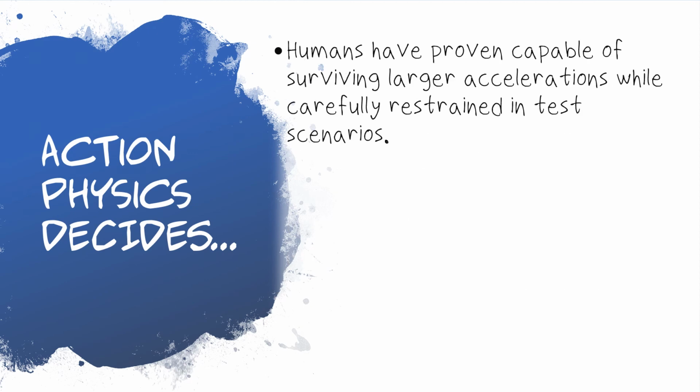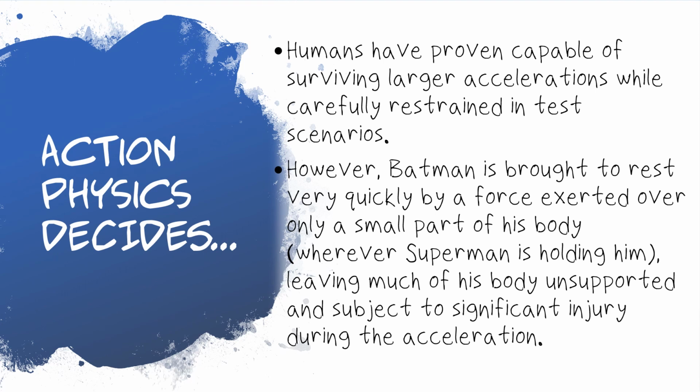So courtesy of those videos of the Air Force testing, we can see that humans have proven capable of surviving even larger accelerations. But that's when they were restrained carefully in sort of ideal test scenarios. Batman, on the other hand, is brought to rest very quickly, and the force is exerted over a relatively small portion of his body, basically wherever Superman grabs him. So that force of contact has to handle all the force for the entire body, and that leaves much of his body unsupported and even more subject to injury during the rapid acceleration. And remember, acceleration can mean speeding up or slowing down. It just means change in velocity.